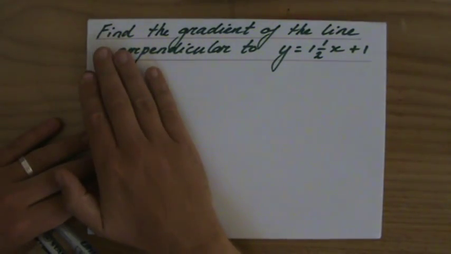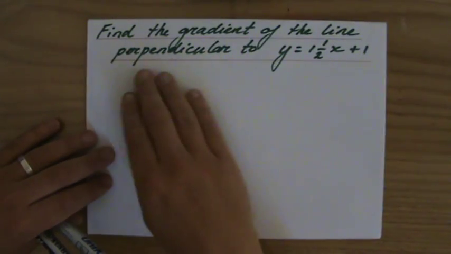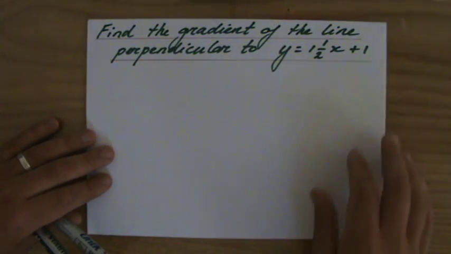We're talking about perpendicular lines. For instance, they can ask, find the gradient of the line perpendicular to y equals 1.5x plus 1.